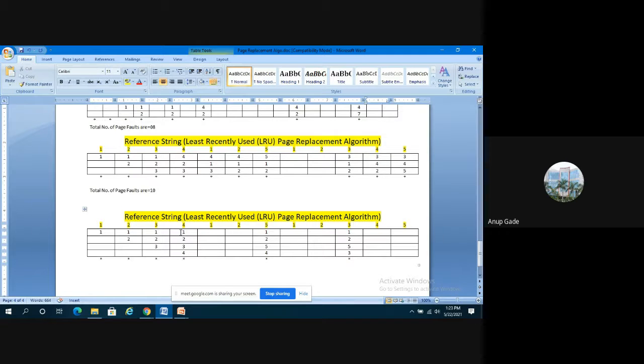Then again we require 4. Which one was used long back? 1, 2, 3 recently used. 5 was used long back. So replace 5 with 4. Page fault occurs. And again 4, 3, 2 used recently. 1 was the oldest one, so replace 1 with 5. Again a page fault will occur. Now check total number of page faults: 1, 2, 3, 4, 5, 6, 7, 8. Total number of page faults are 8.